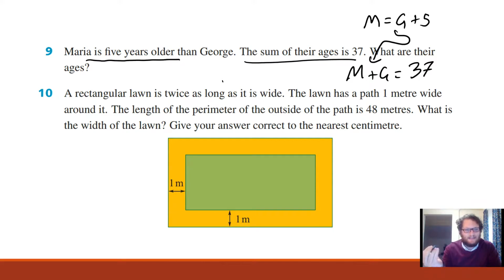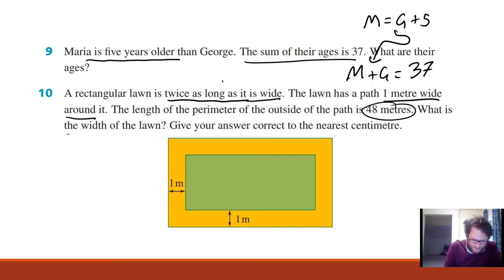This last one here is a bit of a challenge. A rectangular lawn is twice as long as it is wide. Okay, there is a 1 meter gap around the lawn. The length of the perimeter of the outside of the park is 48 meters. What is the width of the lawn? Now, this guy here can get a little bit challenging. How I like to do these kinds of things is, well, let's just use two variables. Okay, we've got a length and we've got a width of the lawn.